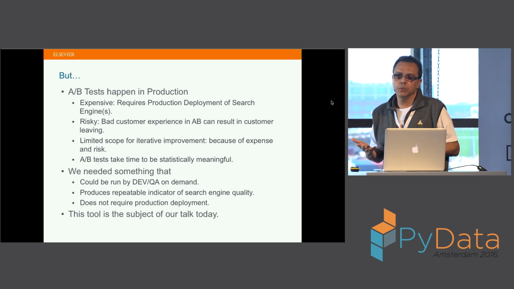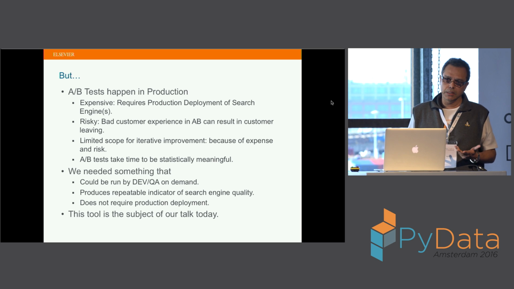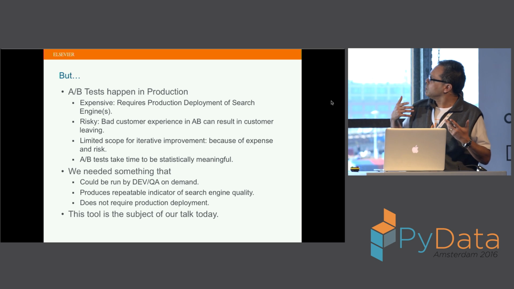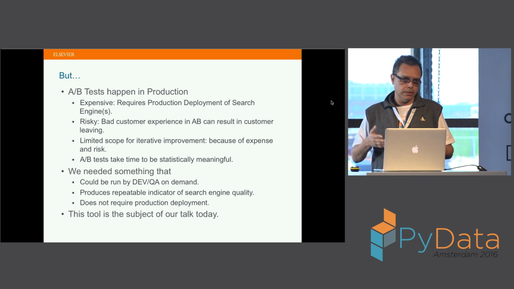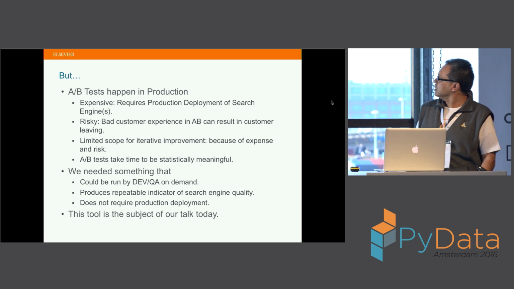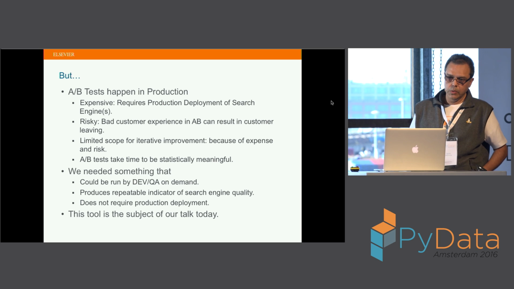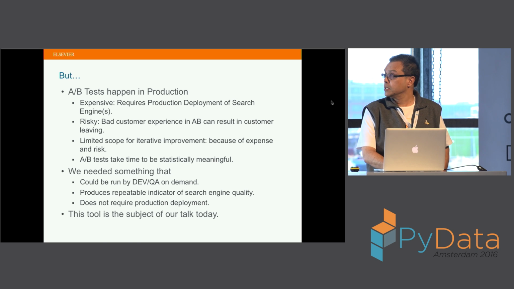So what we really needed was something almost like a unit test for the relevance engineer, right? Something that could be run offline, something that could be run without deploying to production, and which produces something repeatable, like an indicator. So that's the tool we built, and this is what I'm going to talk about today.